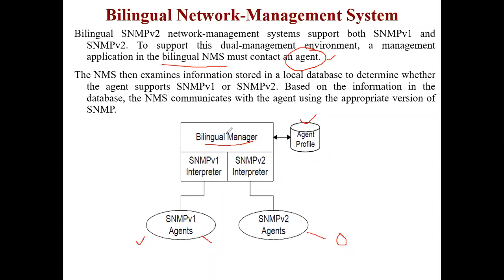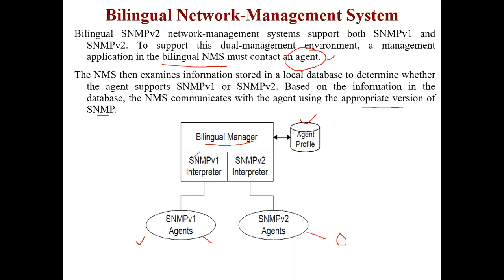So what this bilingual manager will do is, he will first approach this agent. Okay, or you can say it on the database. So now from this database, he will understand that अरे ये component है वो version 1 वाला है. Okay, so then what he will do, this manager is a flexible one. He will then communicate with the agent using the appropriate version of the SNMP. So again, I'm repeating, whatever the interaction happens from this agent.